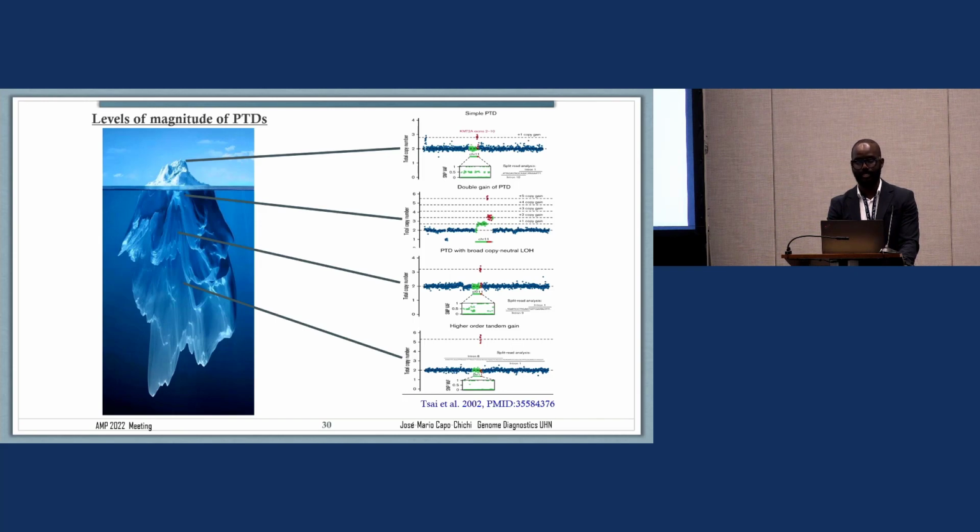This is a pretty cool review using NGS, and they showed other types of more complex PTD rearrangement, double gain of PTDs in the presence of copy-neutral LOH, and then a higher number of tandem duplications. And I think we were able to detect one using OGT here.